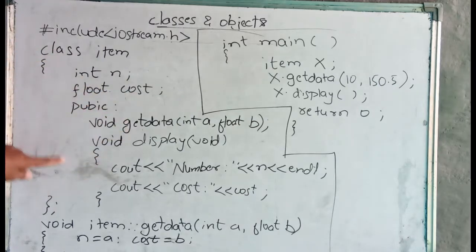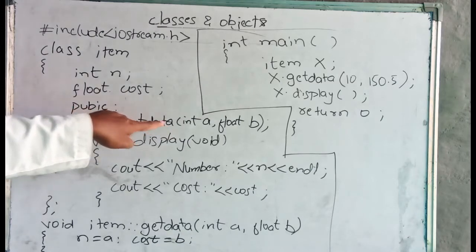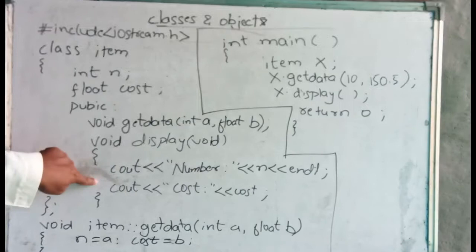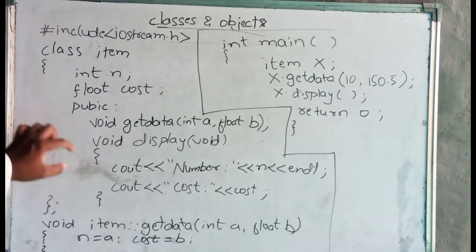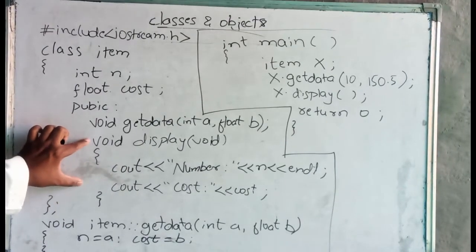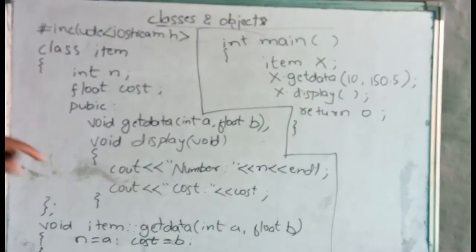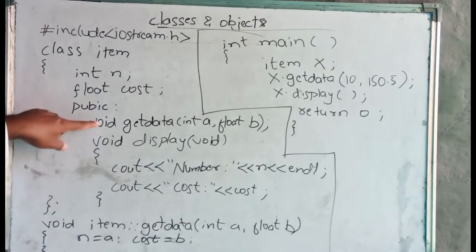Next, two member functions are there. One is getdata, which we declare outside the class definition. Another function, display, we declare inside the class definition only. Clear? So this is the inline function, this is the outside function. Remember, display is the inline function, getdata is the outside function.